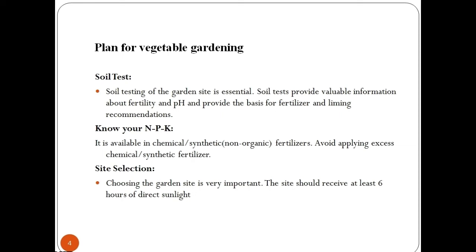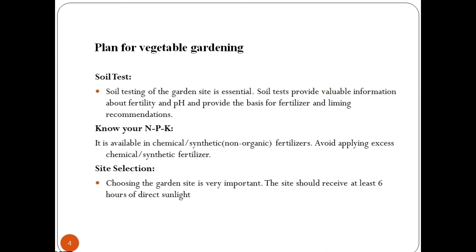Soil testing of the garden site is essential. Soil tests provide valuable information about fertility and pH and provide the basis for fertilizer and liming recommendations. It is important to achieve the proper soil pH. A very high or very low soil pH may result in plant nutrient deficiency or toxicity. A pH value of 7 is neutral. Microbial activity is greatest, and plant roots absorb or access nutrients best, when the pH is in the 5.5 to 7 range.